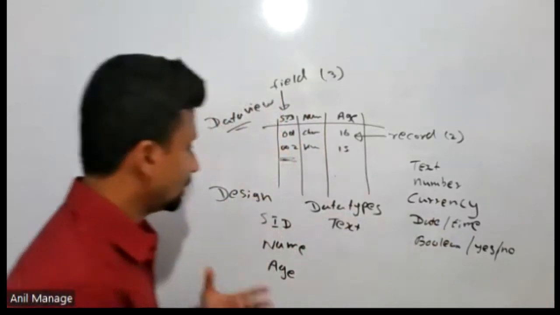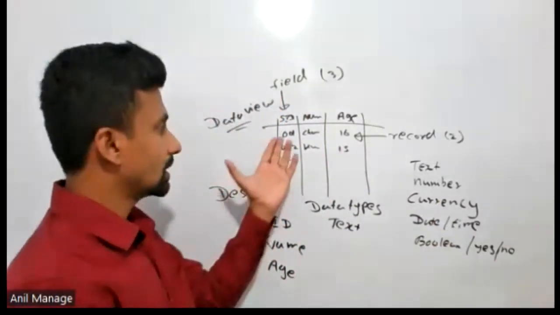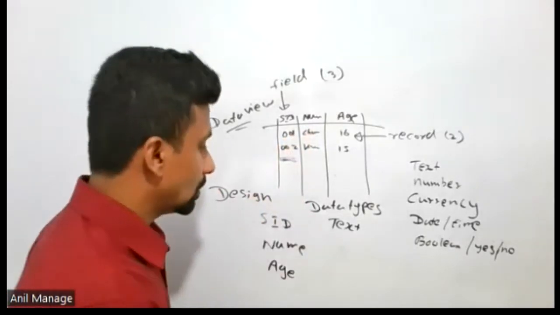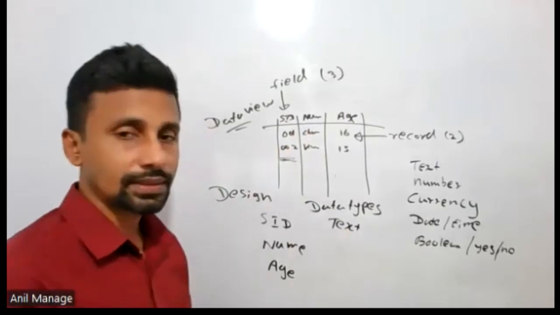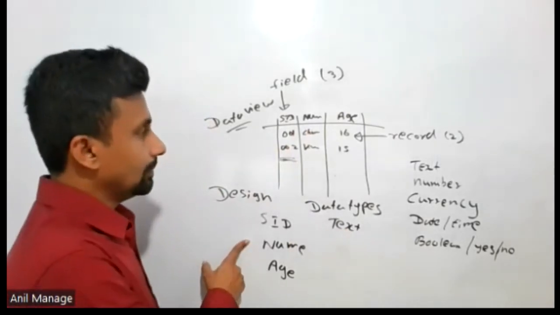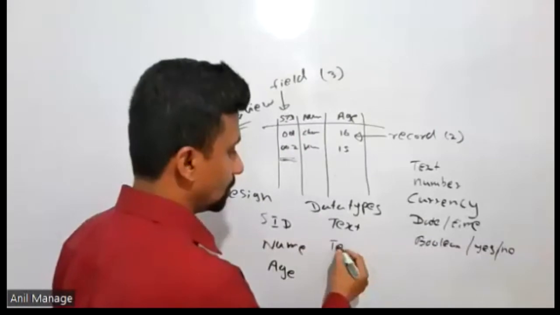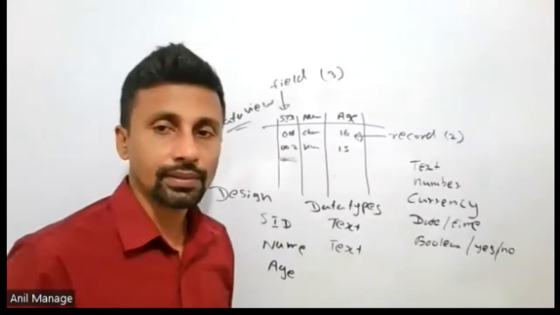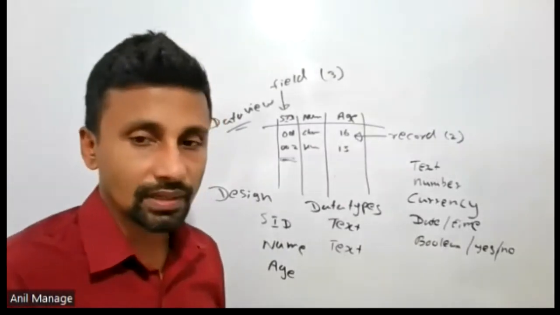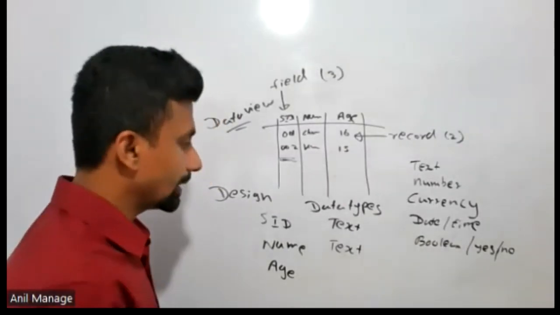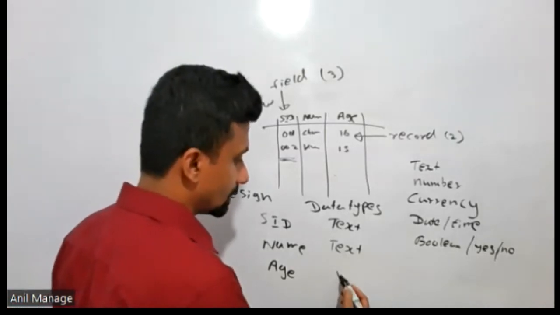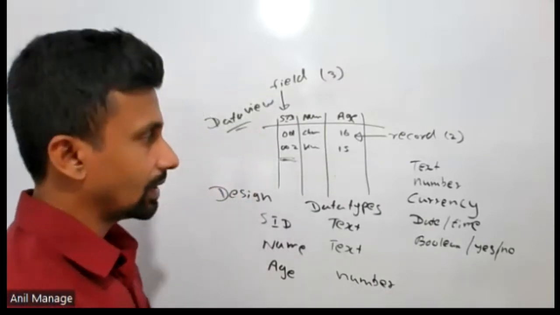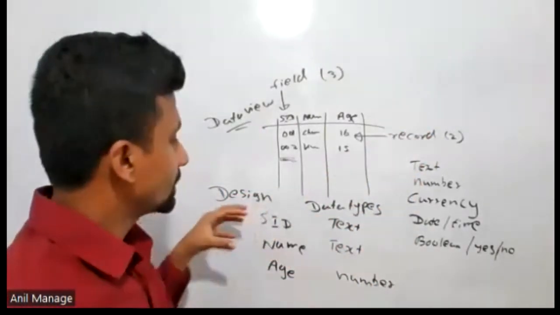Now when you take SID, name and age, I have put some sample data, 001. You are starting with a 0. Because of that, I am taking the data type as text. If you take name, that is also text, because name has only letters. Age, now you know we have age in numbers. Nobody gets an age with letters. So this is a number. So these data types are very important when you are designing the database.